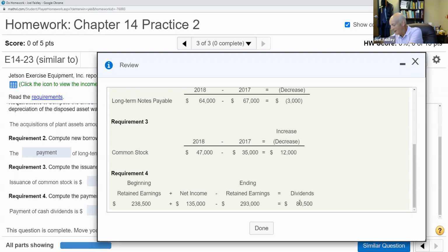But if you were to do a T account, I can pull it up here. How am I doing on time? 36 minutes, 35 minutes.